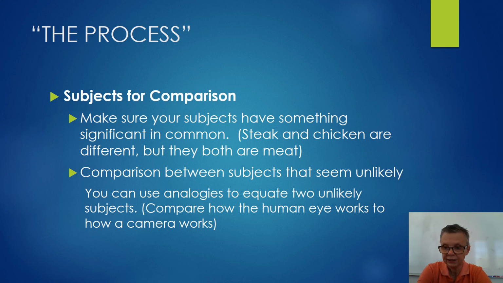The process, how we actually go through a comparison and contrast. You need to make sure your subjects have something significant in common. Steak and chicken are different, obviously, but they both are meat. It is comparison between subjects that seem unlikely sometimes. You can use analogies to equate two unlikely subjects.